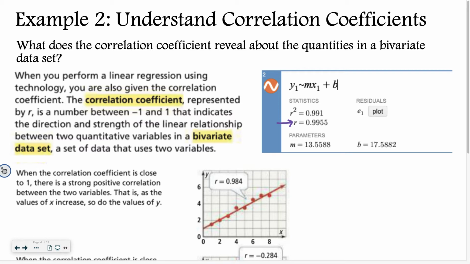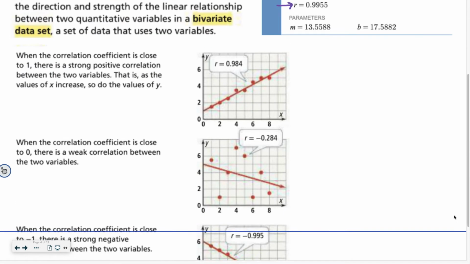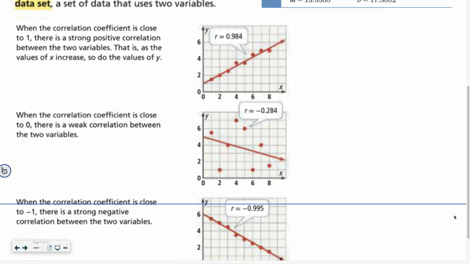Okay, so let's talk about how to tell when correlation coefficients are good predictors and when they're not. If we look at this first graph here, this correlation coefficient, that R value, is 0.984. Do you see how that's really close to the positive number 1? That tells me that this line of fit is really accurate. Okay, so that means that's a reliable equation to use to predict things for the future.